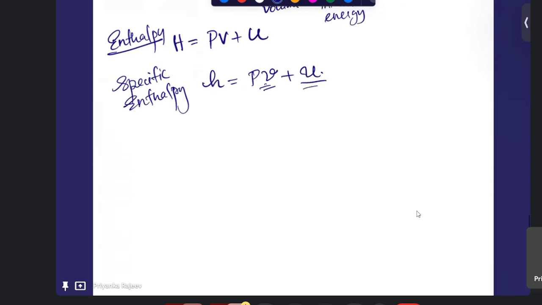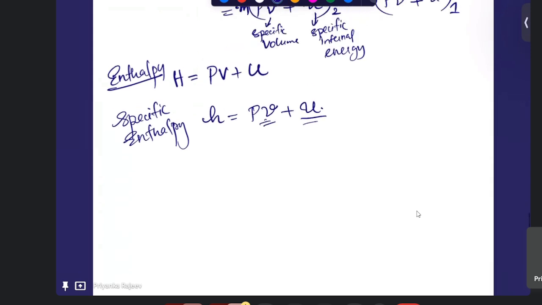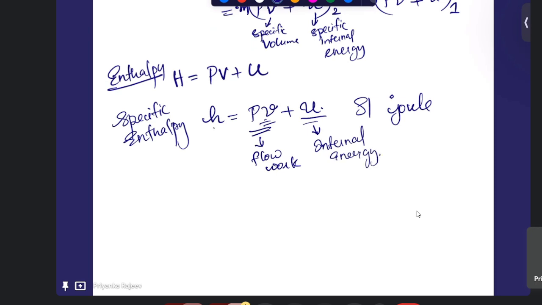Now H and U have the SI unit of joule, because enthalpy is also a measure of energy. PV is flow work, which has the unit of energy, and internal energy is again a unit of energy only. So enthalpy will also have the SI unit of joule.